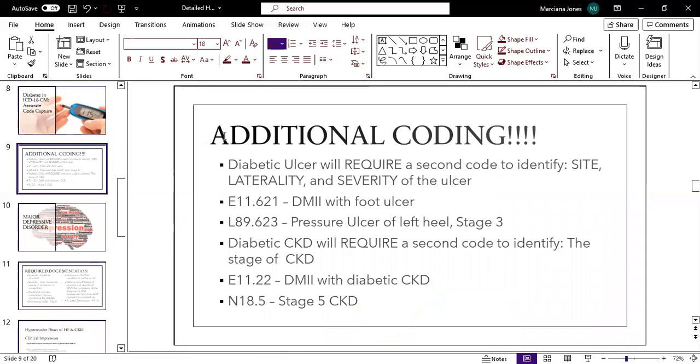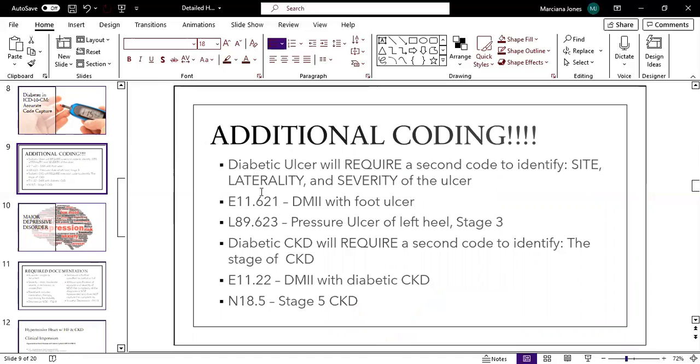So additional coding, let me tell you something. Let me help you understand something because this is so important. If you do not do this, the chart is coded wrong and it will be an error and counted against your accuracy. Okay, so additional coding. Let me tell you about additional coding with diabetes.